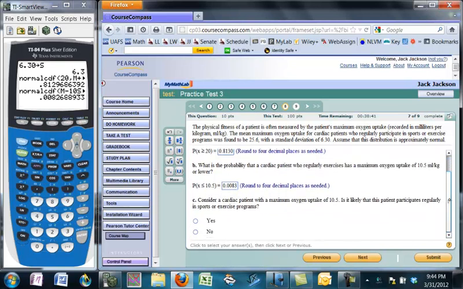Less than 1%. Consider a cardiac patient with a maximum oxygen uptake of 10.5. Is it likely that this person participates in the sports or exercise program? No, because they're not taking in the amount of oxygen that would normally be expected. If they were in a sports program and they got this level or lower, there's less than 1% chance that would happen. So it's much more likely that this person just is not an exerciser.